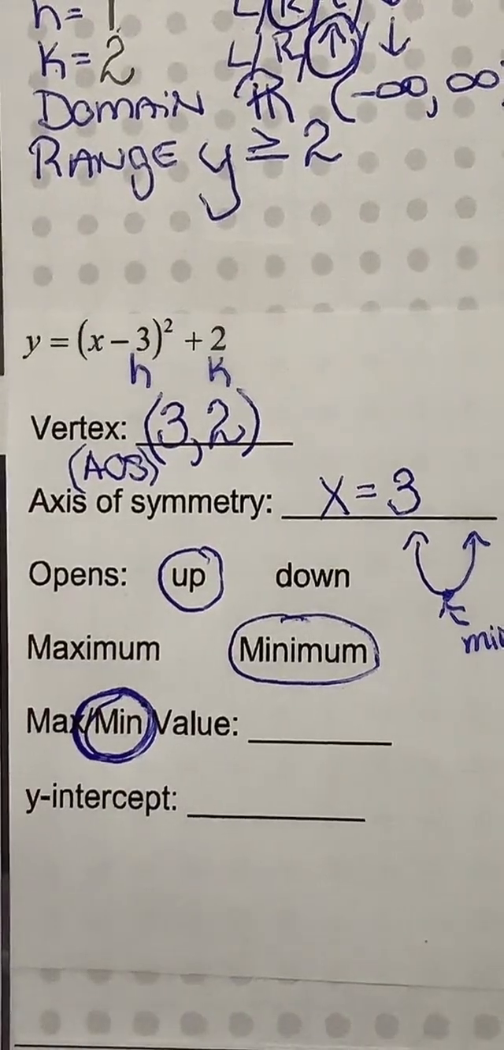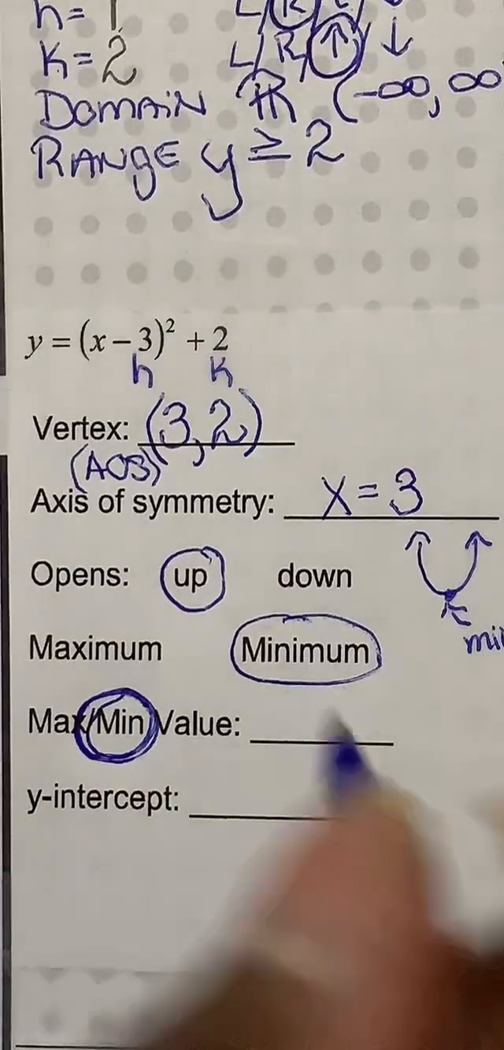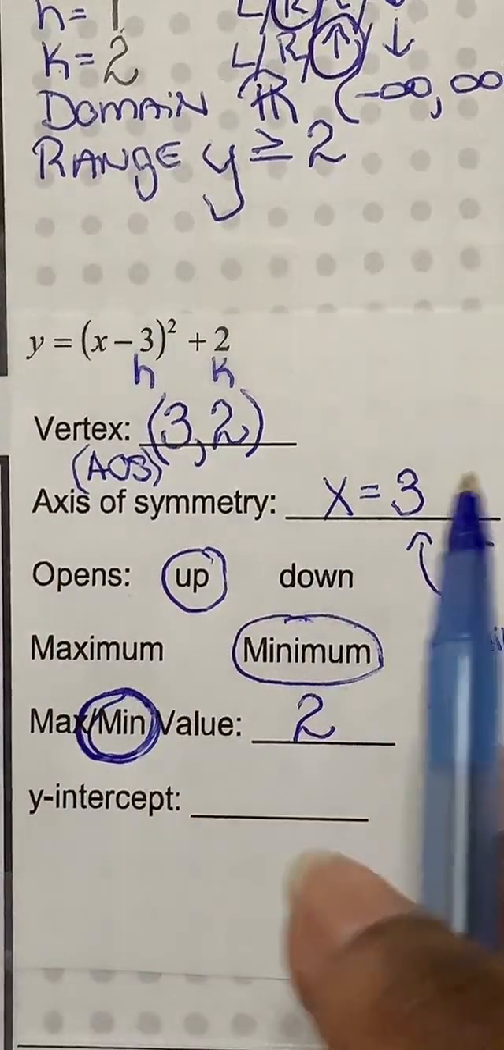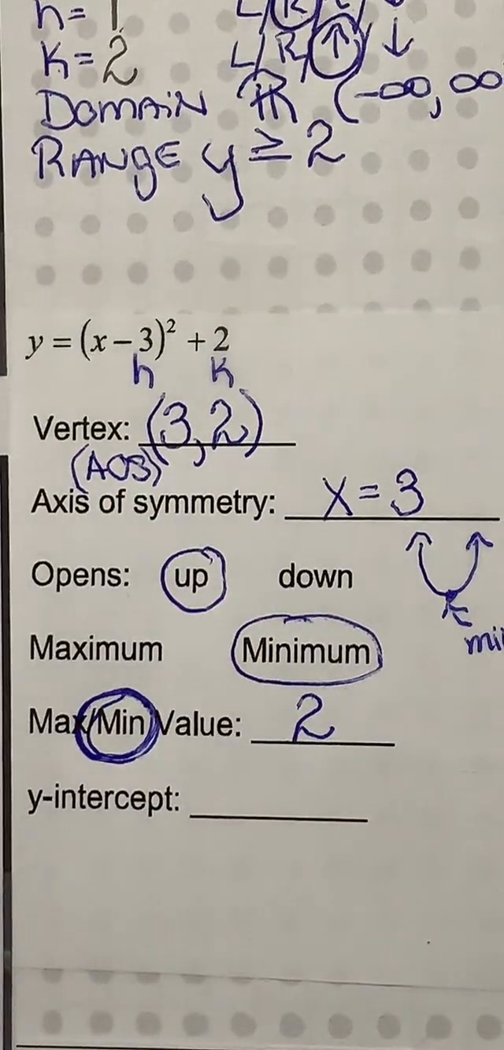What do you think my lowest y value is? Abdullah has minimum at 2. Okay, there you go. 2. I love it. Good. And the way you find that, it is the y value of your vertex.